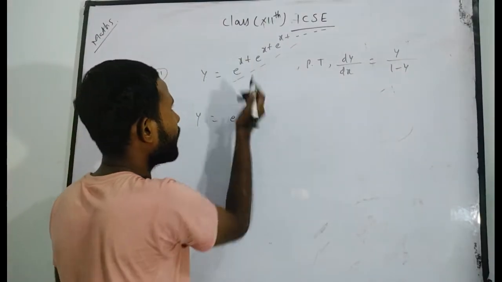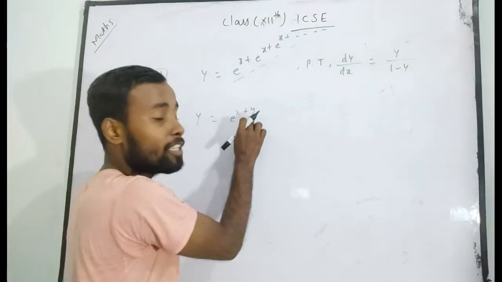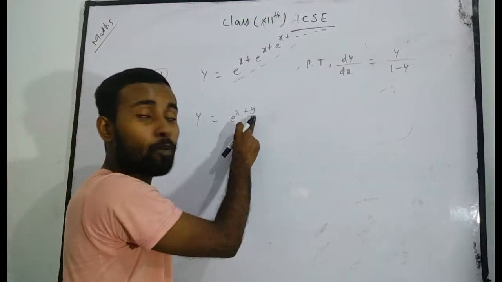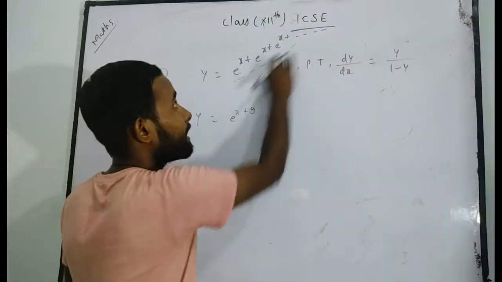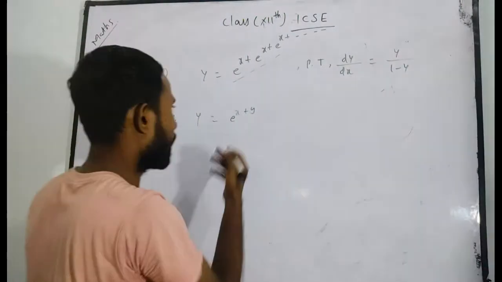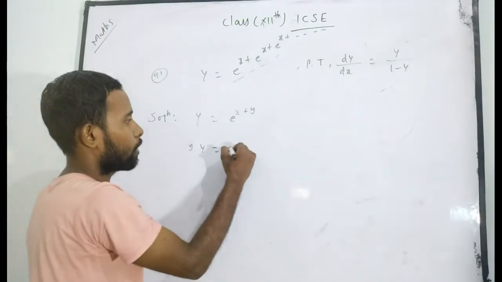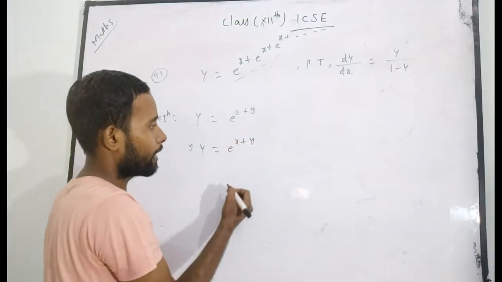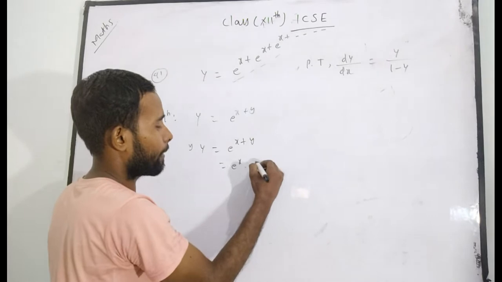Above part. So can you write e to the power x plus y? Why have I written y here? Because if you cover it, it looks again like the question, and the same is y. So I want to write y here. Now y is equal to e to the power x plus y. So you can write e to the power x into e to the power y.